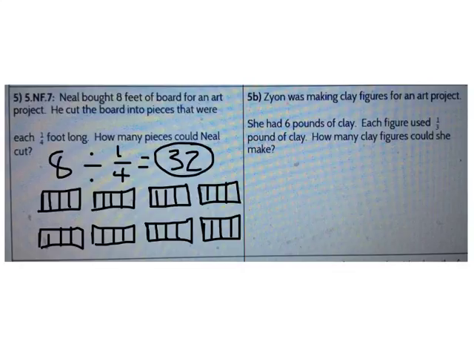Now you try one. Zion was making clay figures for an art project. She had 6 pounds of clay. Each figure used 1/3 pound of clay. How many clay figures could she make? Go ahead and solve that problem now.